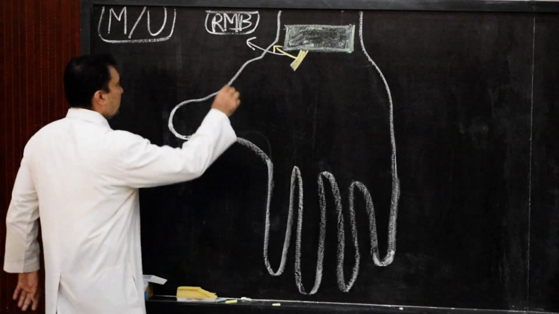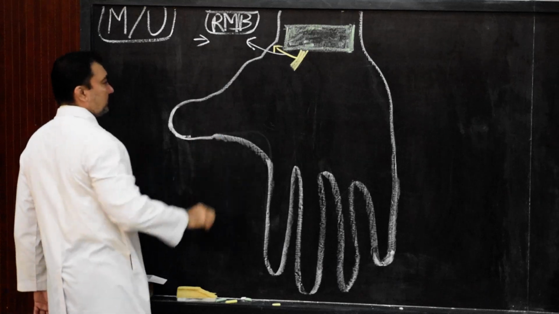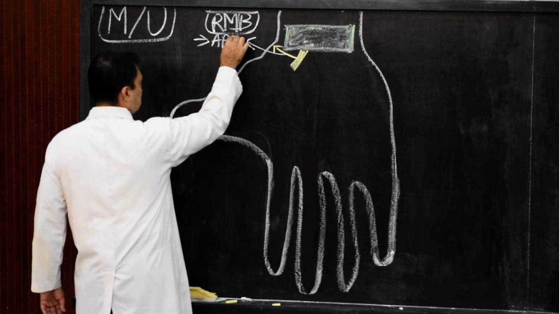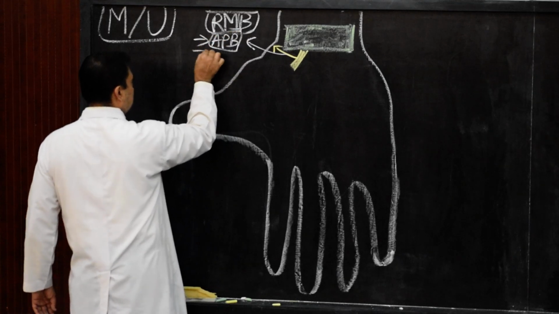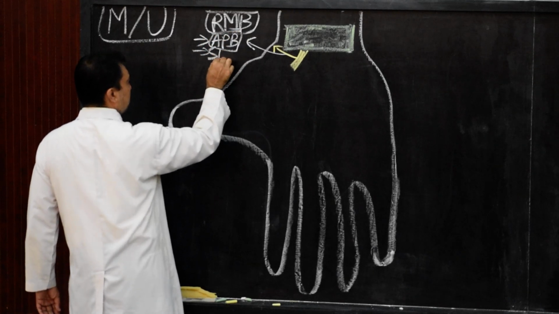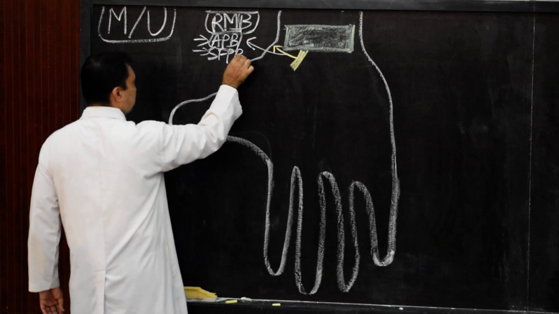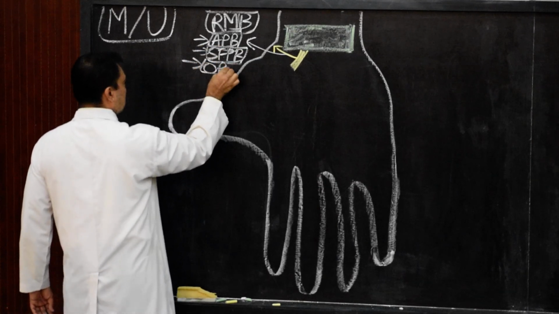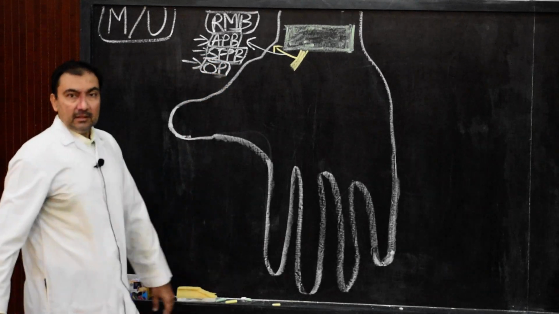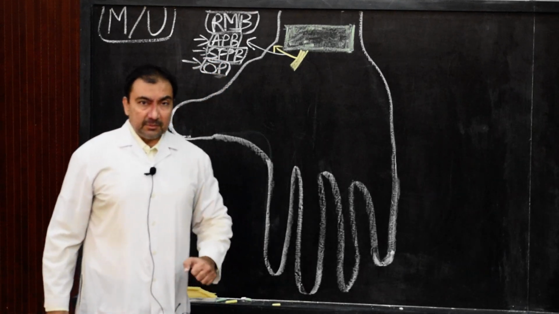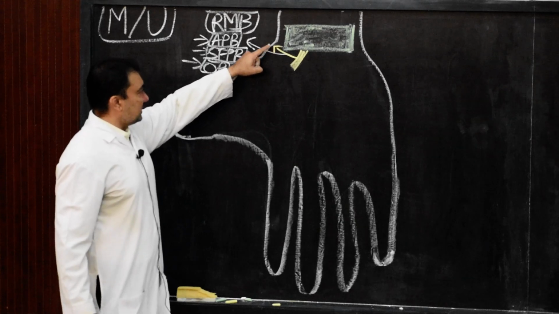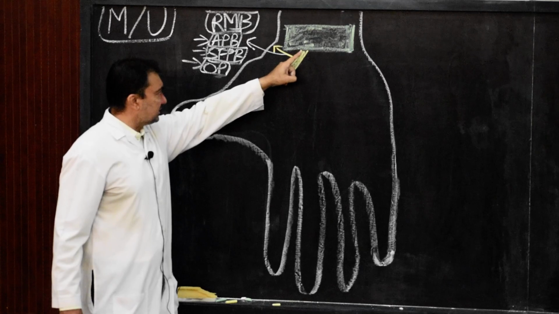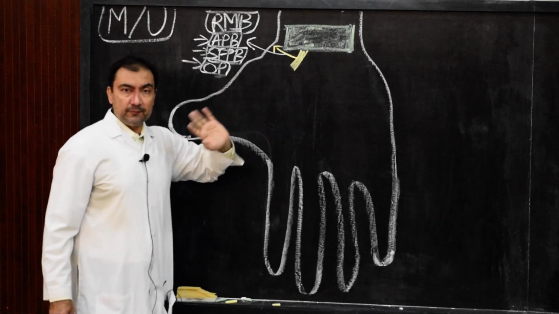We'll write down. It will supply, number 1, abductor pollicis brevis. Then it will supply the superficial head of flexor pollicis brevis. And then it will supply opponens pollicis. These 3 muscles it is going to supply by the recurrent muscular branch, which is given off from the median nerve as soon as the median nerve enters the palm deep to the flexor retinaculum.